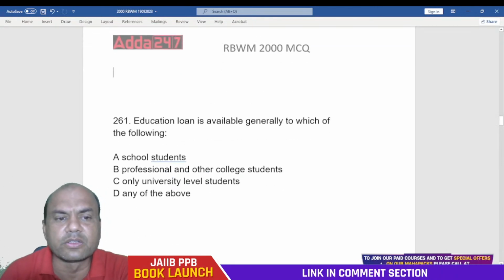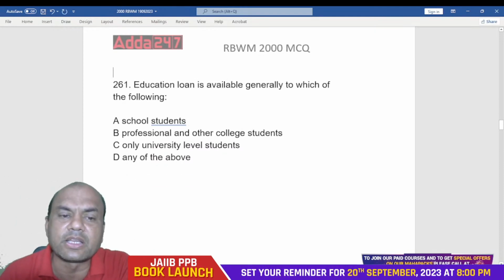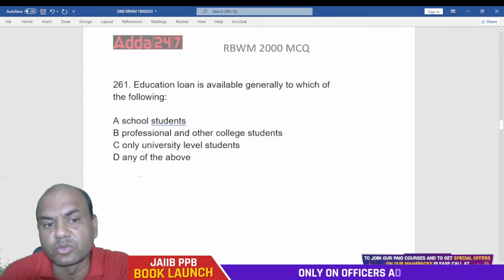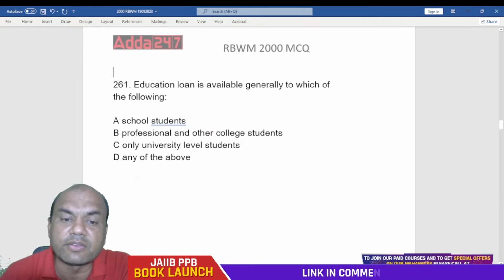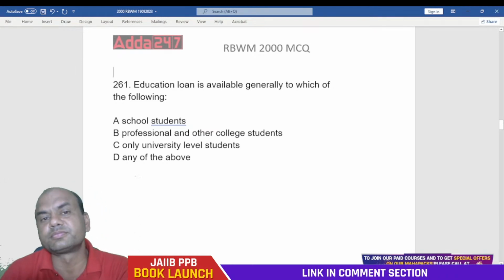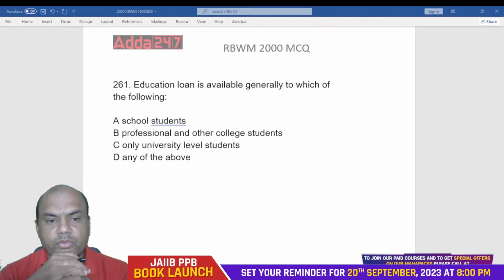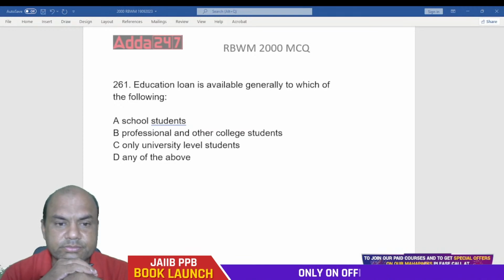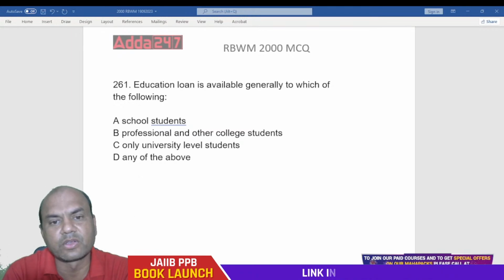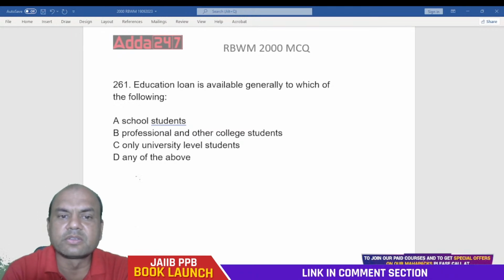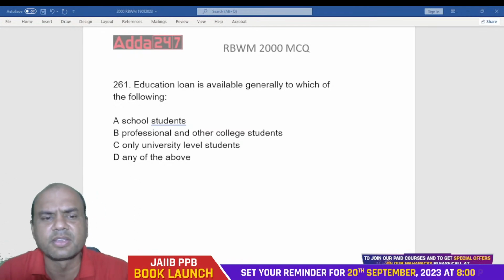Next one, move on. So, an education loan is available generally to which of the following? School students, professional and other college students, only university level students, or any of the above. So whom is the education loan available to? Who gets the education loan? School students? Have you seen any schools getting the education loan?